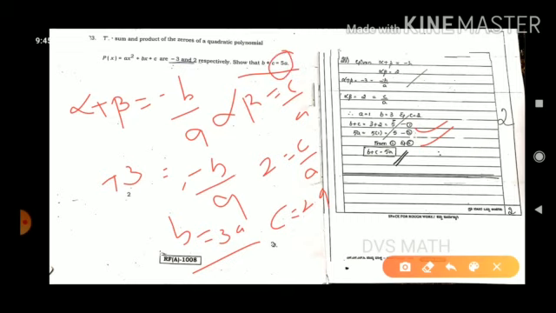Clear? So when they are saying the zeros, definitely you have to take alpha sum and product formula and substitute them and show that which is through LHS and RHS.